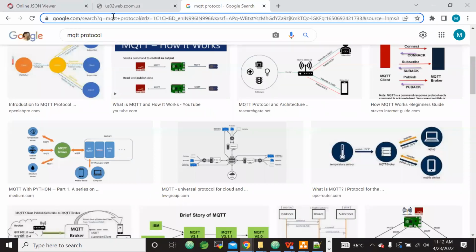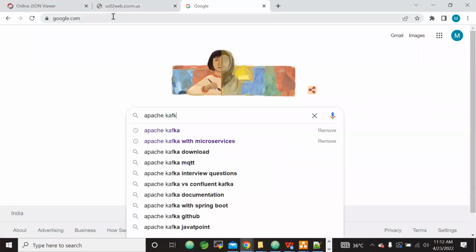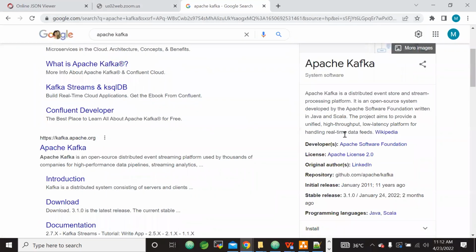Let us go and see Apache Kafka. You might have also seen Confluent Kafka. If you see Wikipedia, Apache Kafka is a distributed event store and stream processing platform. Very, very important. In big data, Hadoop, Spark, Scala, those frequently use Apache Kafka, like for streaming media, video information and all.